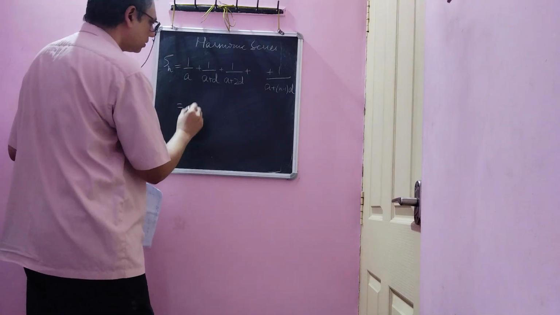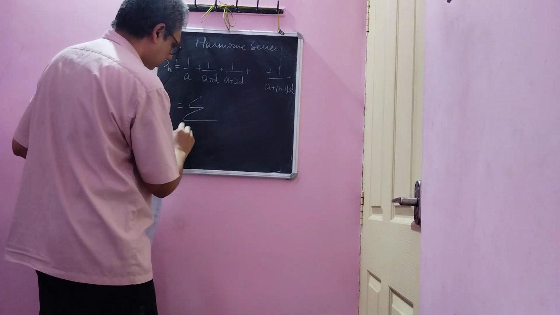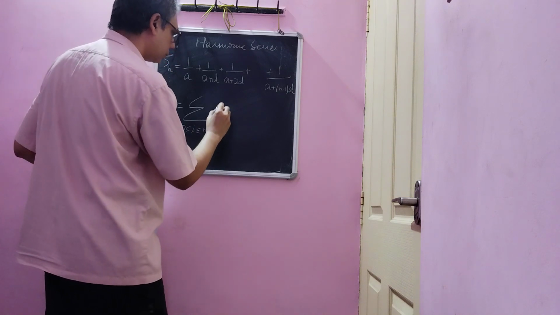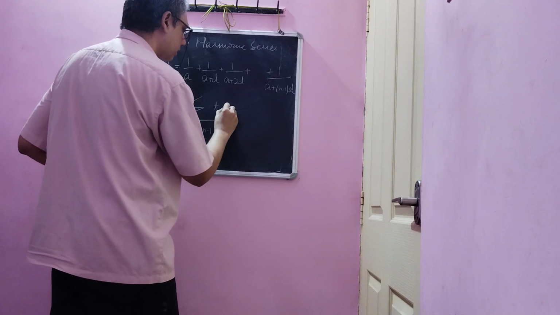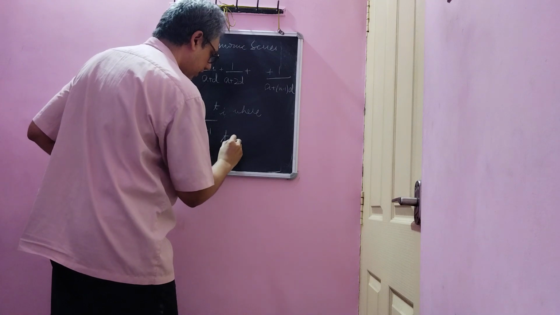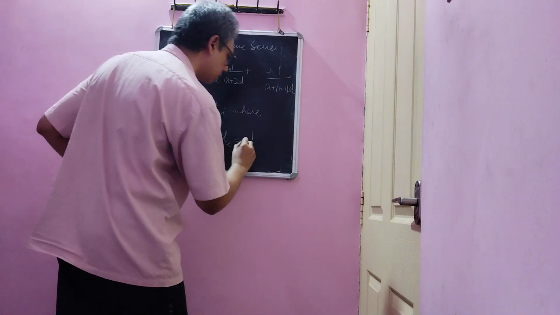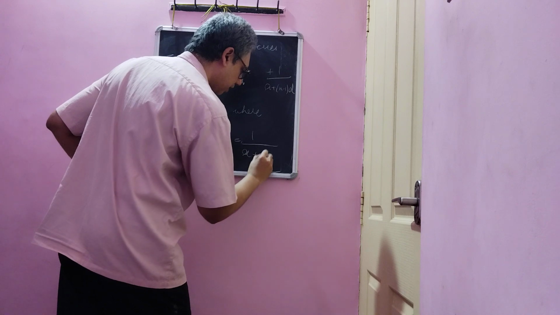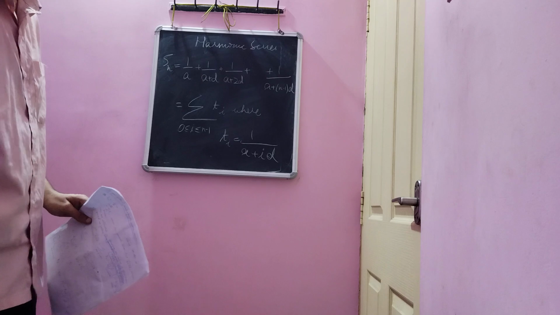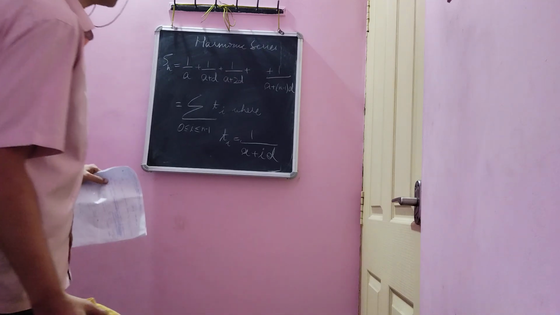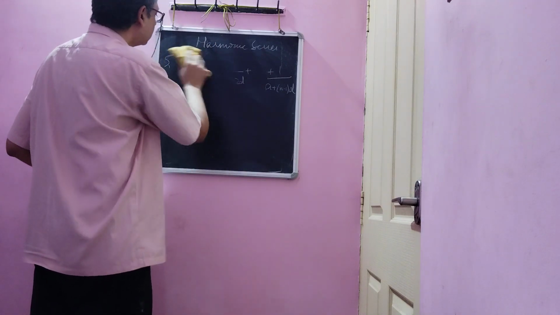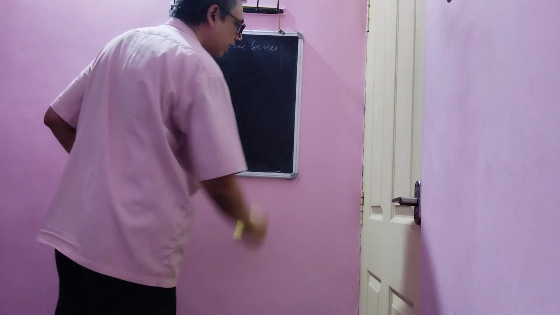Each term in the harmonic series is a reciprocal of the term in the arithmetic progression. This is defined as, using summation notation, sum over 0 less than or equal to i less than or equal to n minus 1 of Ti, where Ti is equal to 1 by A plus iD. Now we proceed as follows. In order to determine Sn, we need to determine the summation of i times Ti.